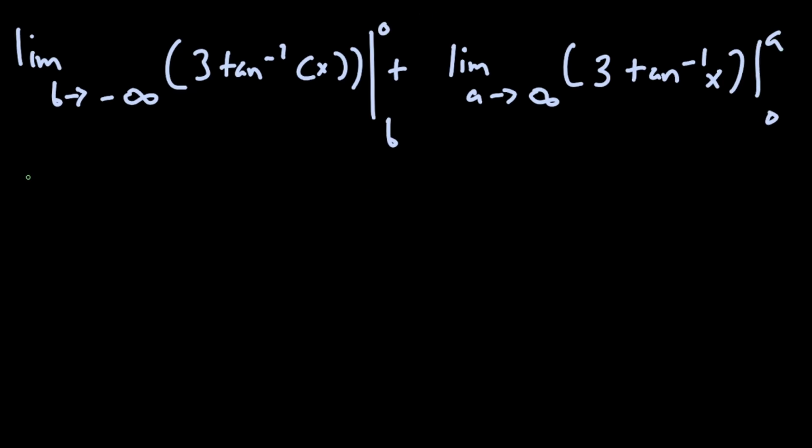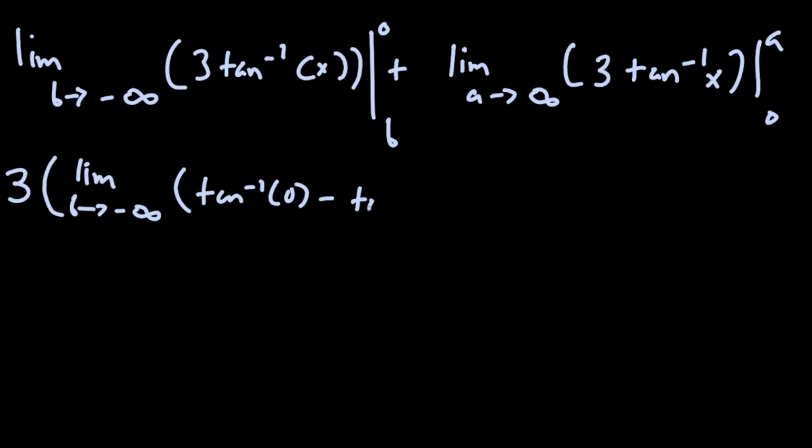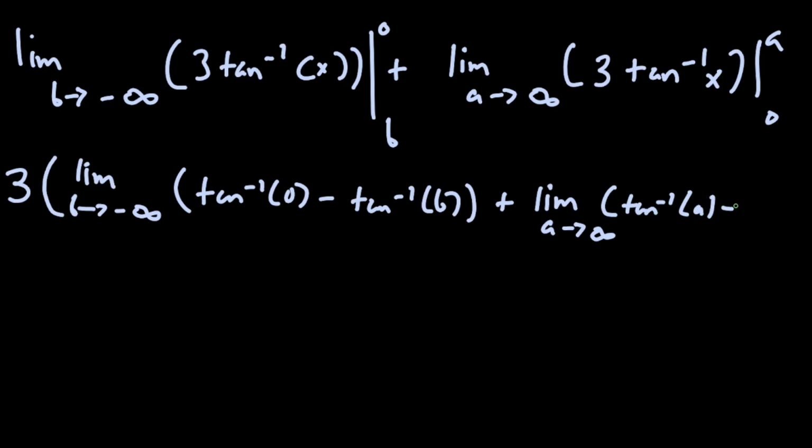We can write out our evaluation as 3, let's pull out the 3, times the limit as b approaches negative infinity of tan inverse of 0 minus tan inverse of b, plus the limit as a approaches infinity of tan inverse of a minus tan inverse of 0. So the tan inverse of 0 is when tangent equals 0, and within quadrants 1 and 4, that would be when sine equals 0, which would just be 0.